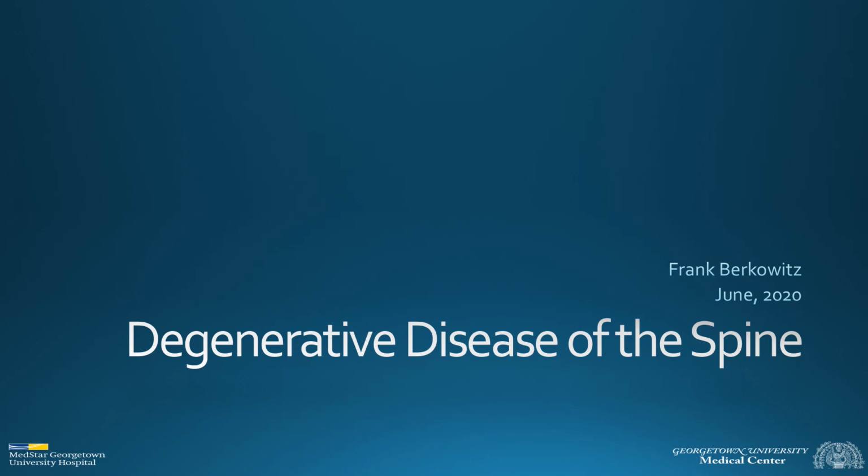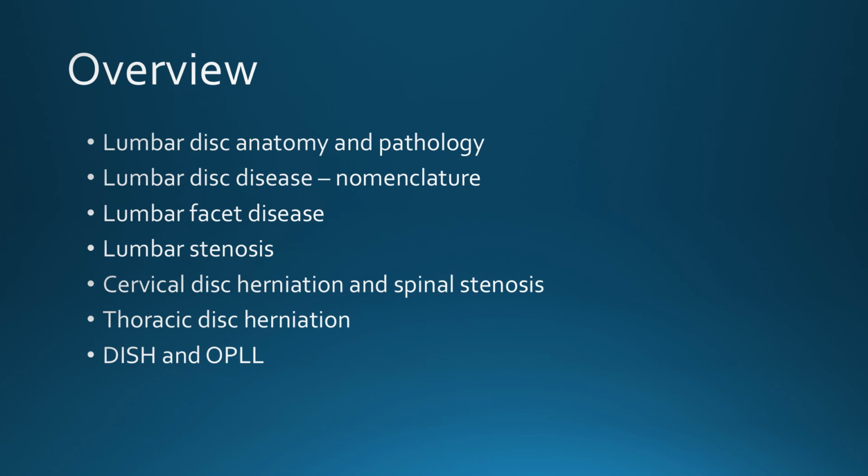This talk is going to be on degenerative disease of the spine, and we'll talk about the anatomy of the lumbar discs and pathology. Then a lot of it is going to be on the nomenclature of disc disease. We'll talk about facet disease, spinal stenosis, then move on to cervical disc herniation and spinal stenosis and thoracic disc herniation, and then a little bit on DISH and OPLL.